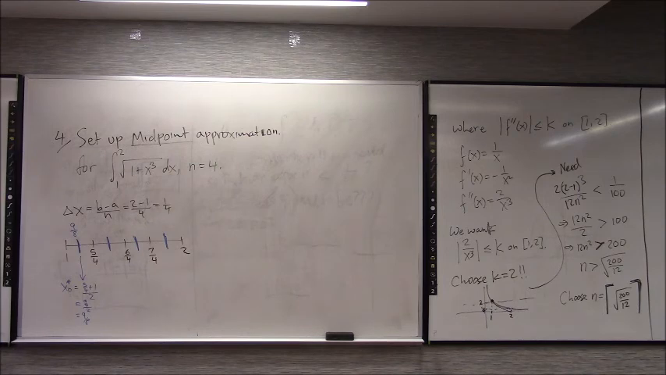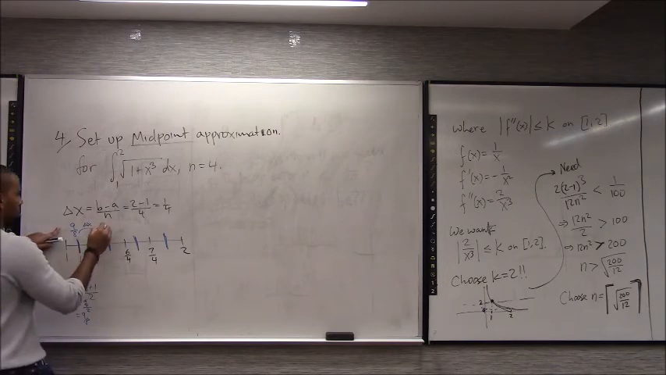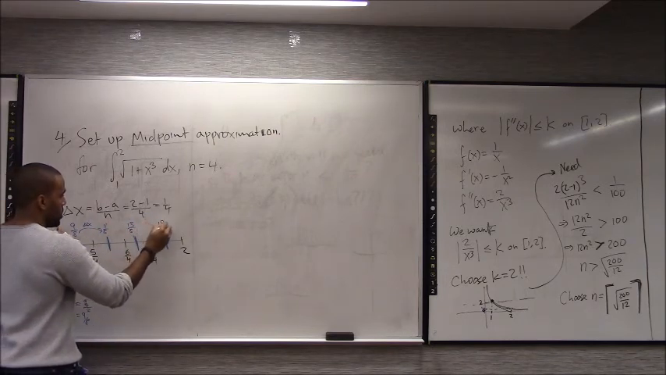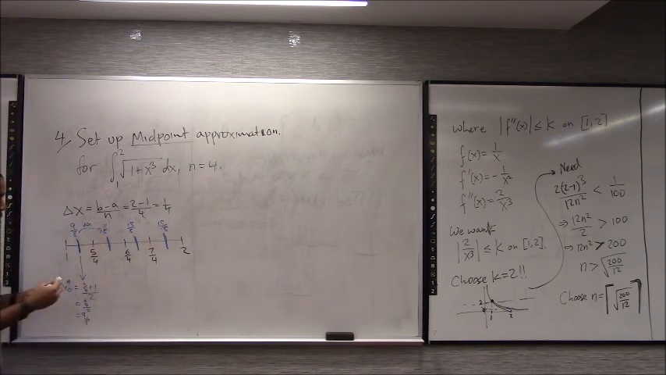Now, once you find the first guy, you just keep adding the same delta x, right? So you keep adding a quarter to that. A quarter is going to just be 2 over 8, so add 2 over 8 to that, 11 over 8, add 2 over 8 to that, 13 over 8, add 2 over 8 to that, 15 over 8. And those are the numbers we picked.